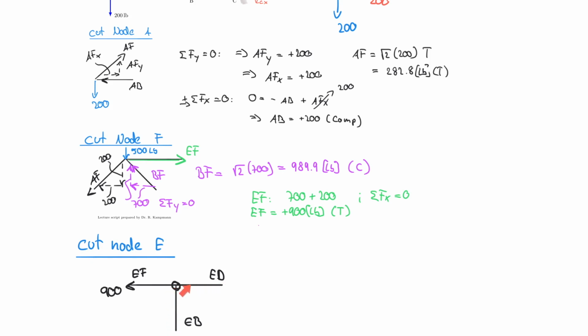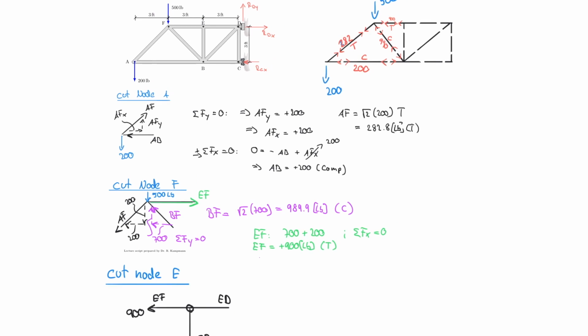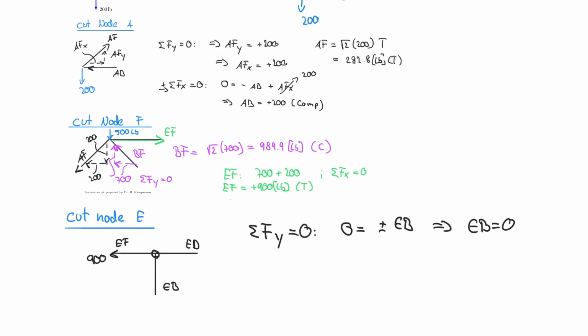So what that means is that in this case, these are perfectly horizontal or directly in the X direction. And so the only thing in the Y direction is EB, because let's look again at the actual sketch of the problem. See that here at E, there's nothing external, right? So there's no force. So what that means is the only thing acting in the vertical direction is EB. So if I were to write an equation for that, the sum of the forces in the y direction is equal to zero, then zero would be equal to plus minus EB and nothing else. And so therefore, EB is equal to zero. And in fact, this is called a zero force member, right?